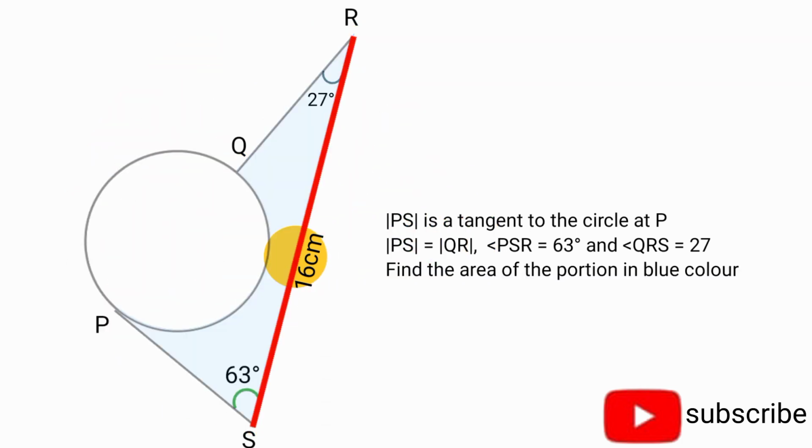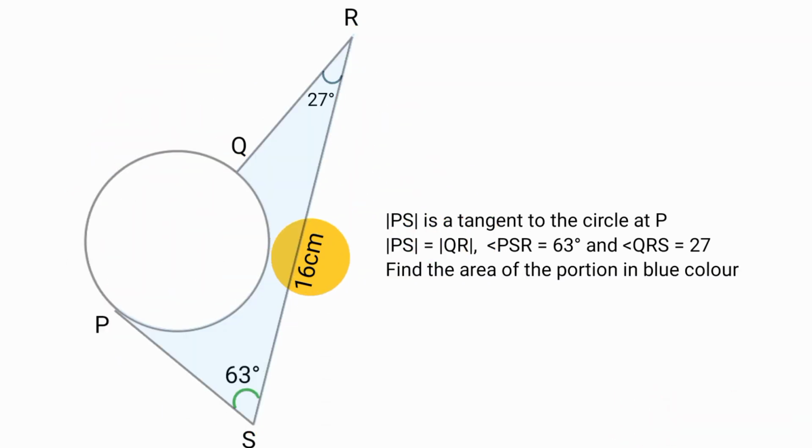We can see here that this line RS is 16 centimeters in length. So how can we find the area now? If we draw another line from this point Q to this line RS, parallel to this line PS, now we can see that this line which we just drew is also a tangent at this point Q, since it is parallel to this line PS, which is also a tangent at this point P.